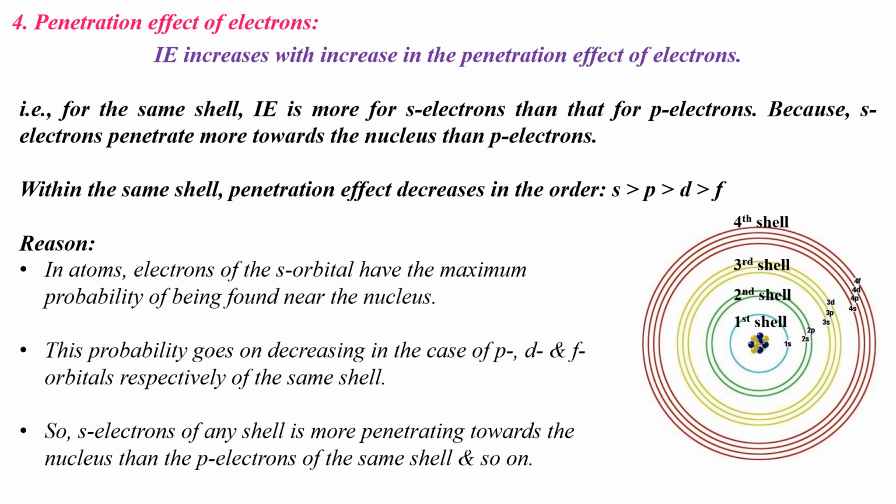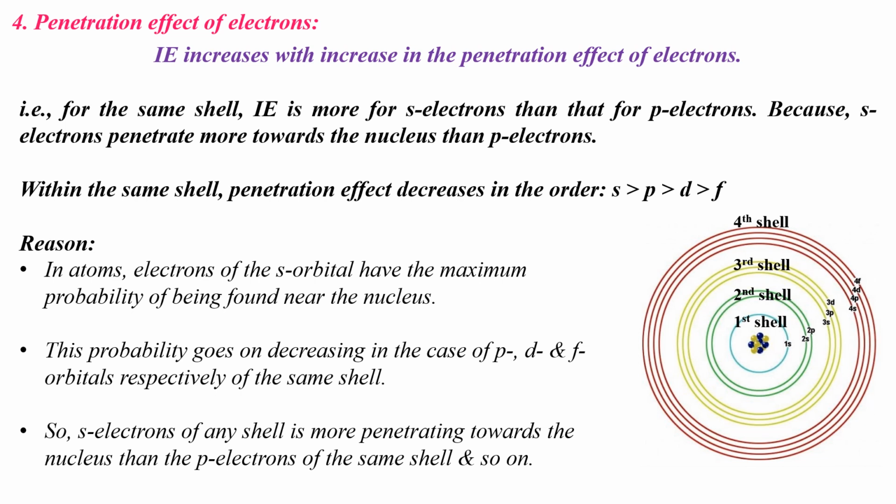That is, for the same shell, ionization enthalpy would be more for s electrons than that for p electrons, because s electrons penetrate more towards the nucleus than p electrons. Within the same shell, penetration effect decreases in the following order. That is, s electrons are more penetrating towards the nucleus than p electrons. P electrons are more penetrating towards the nucleus than d electrons. D electrons are more penetrating towards the nucleus than f electrons.